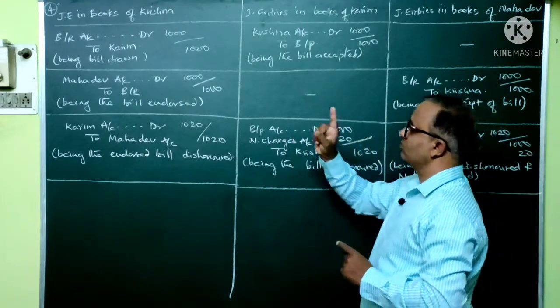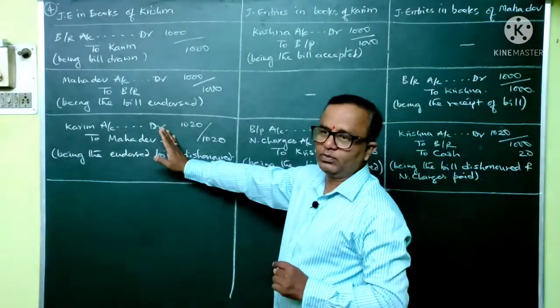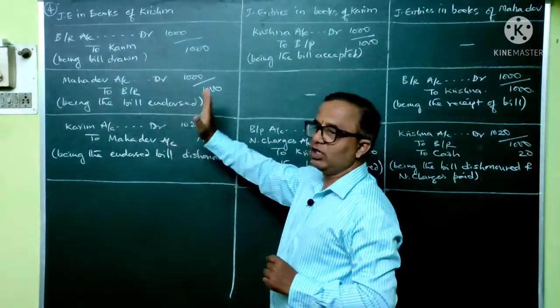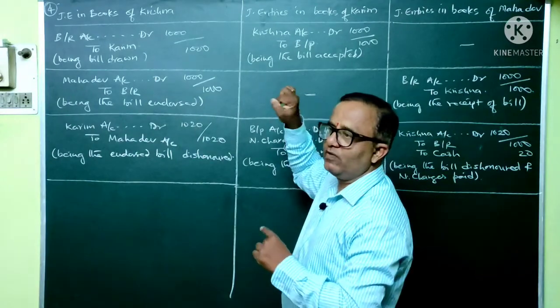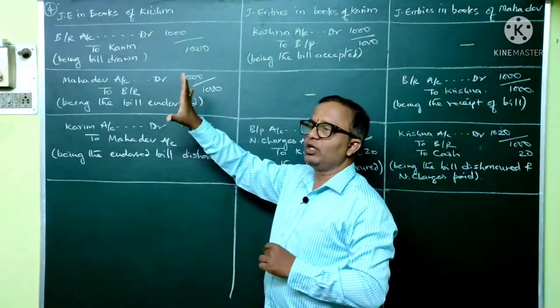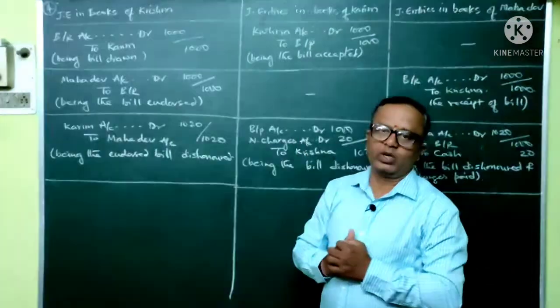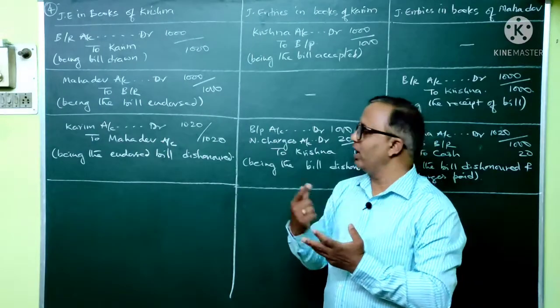Now think from Krishna's point of view. Krishna is the original drawer of the bill, and he has endorsed that bill to Mahadev. So on the due date when it is dishonored, think of the books of the drawer: the endorsed bill is dishonored on the due date. What is the entry? When an endorsed bill is dishonored on the due date, drawee account debit to endorsee.